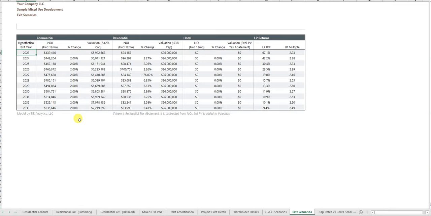Similarly, we have an exit sensitivity sheet here showing what if you exit in different years. And the usefulness of this is largely showing the fact that the LP IRR and the LP multiple typically move in opposite directions with changes to the exit year. So certain investors might prefer a higher IRR. Other investors say, just show me the cash, and they want to see a high multiple. And so this can be helpful.